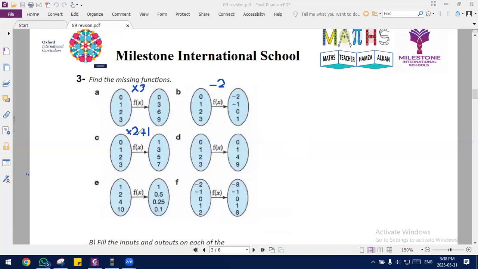This is new for you. So sometimes we need to multiply and plus. Okay, so you check 1 times 2 is 2, plus 1, 3. Then try 2. 2 times 2, 4, plus 1, 5. 3 times 2, 6, plus 1, 7. So it's times 2, then plus 1. Okay.